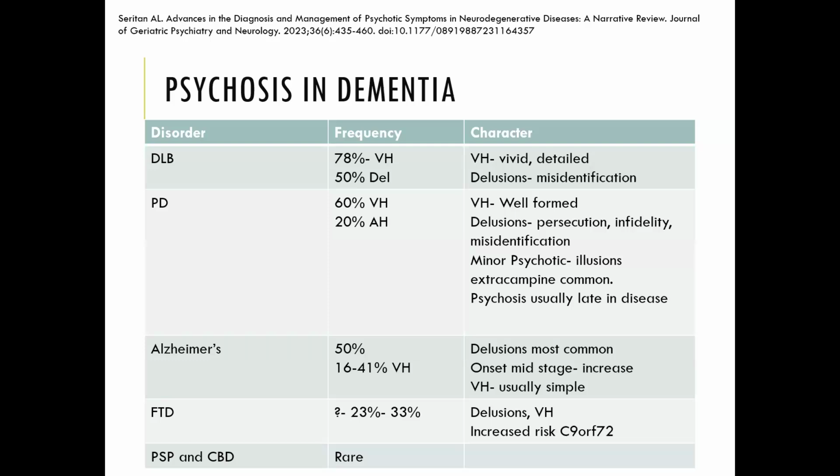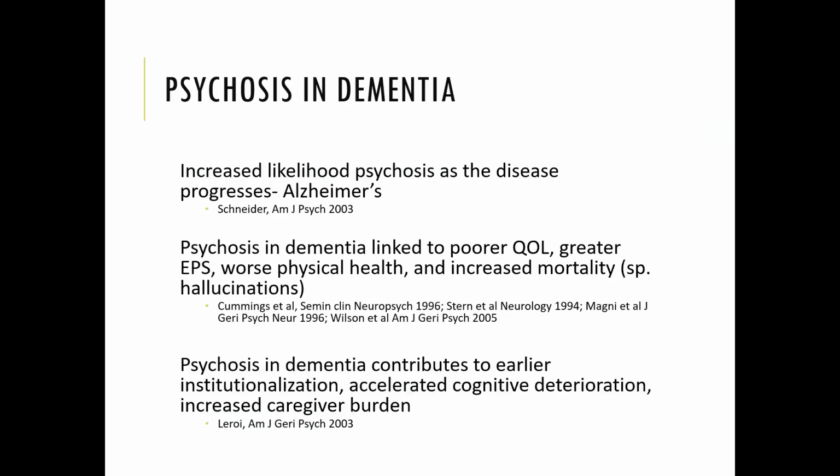They're usually more simple than in Lewy body dementia. In FTD, it's less clear how common psychosis is, but delusions and visual hallucinations have been described. We know there's a subset of the population with a genetic form of FTD where the gene is C9orf72, and it's an expansion gene that can cause ALS or FTD. And in some of the Parkinson's plus syndromes, we don't think that psychosis is very common at all.